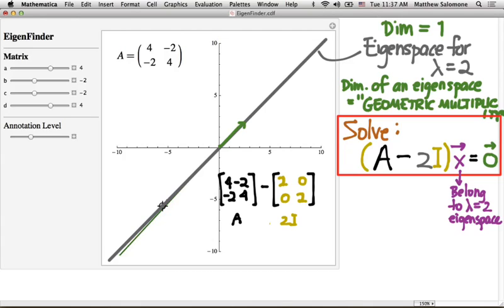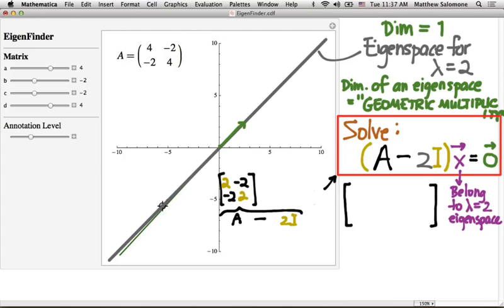So subtracting twice the identity matrix from A is going to take this 4 up there and subtract 2 from it, so that it becomes 2. Then it's going to take this 4 down here and subtract 2 from it, so it becomes 2. And so at the end of all of that manipulation, this matrix, A minus 2I, is that matrix right there. 2, negative 2, negative 2, 2. So that's the matrix that this matrix vector equation is predicated on now. So if I'm to solve this matrix vector equation, the matrix I have on the left-hand side is going to be 2, negative 2, negative 2, 2.